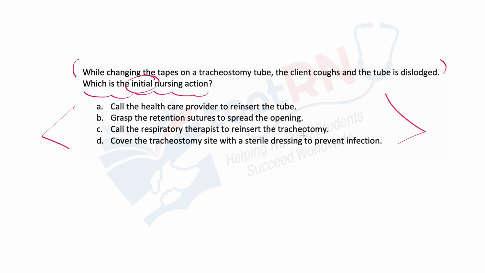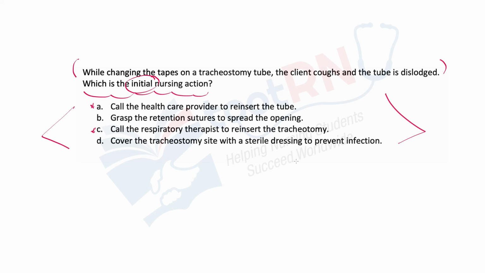So B says, grasp the retention sutures to spread the opening. So that's actually really helpful. That's something that we can do right now to make sure that we are keeping that site open and we don't lose that site, which in turn would mean we're going to lose the airway. C says, call the respiratory therapist to reinsert the trach. So again, really similar to A, and if you know anything about tootRN, you know that these are copycats and we like to get rid of those. So calling the respiratory therapist, you're calling somebody else to come and put the tube in. Okay, great. But what are you doing now for the patient? The question's asking for the initial action. You have to do something now for this patient to make sure we don't lose this airway.